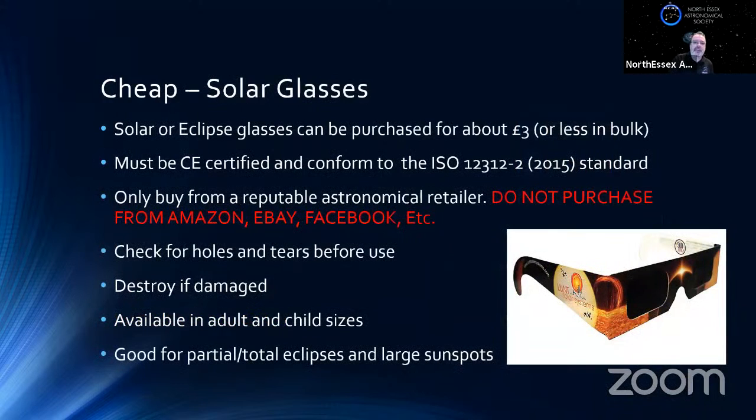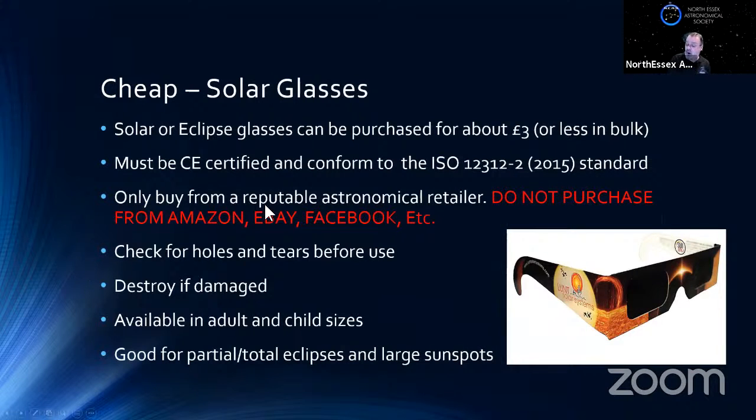The other way you can observe the sun very safely, if you've got kids or if you just don't have the equipment, is to use what we call eclipse or solar glasses. They're fairly cheap. They're only about £3, and you can buy them in bulk if you're doing it for a school or something. The key thing is they must be CE certified to the ISO 12312-2 2015 standard. I know it's a mouthful, but that means it's safe.